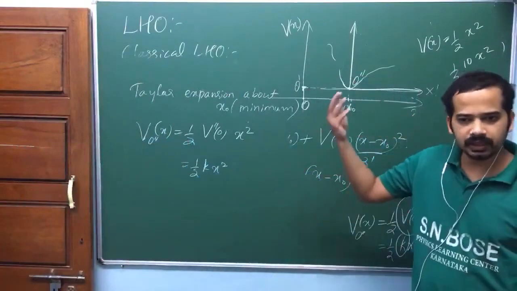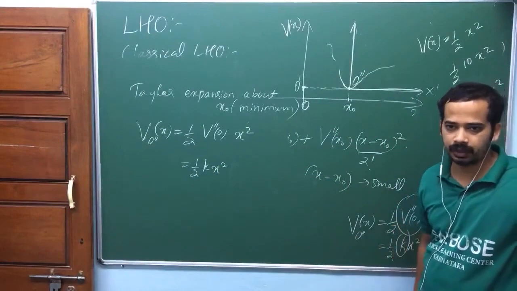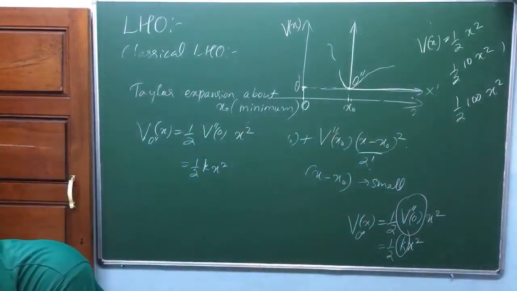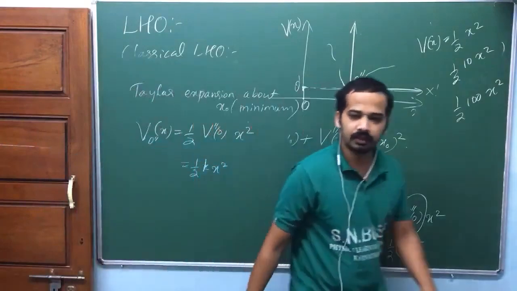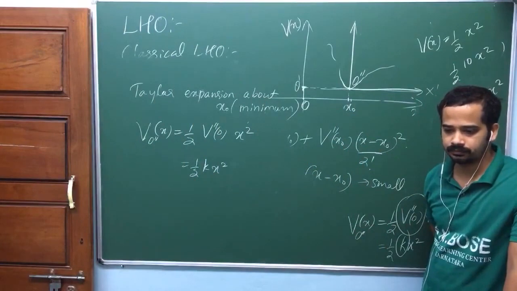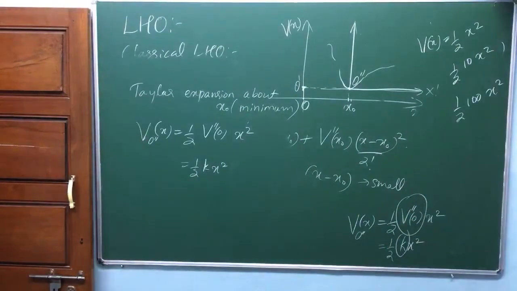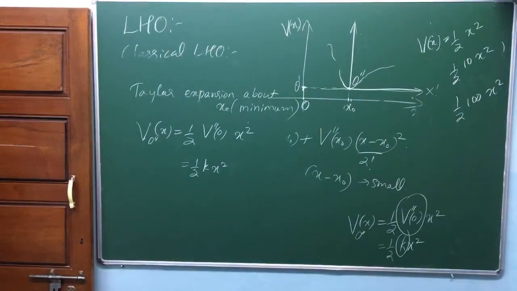Any oscillation means potential can be any function, but it should have an equilibrium point, a minimum point. Any oscillation about stable equilibrium is simple harmonic, as long as amplitude is very small. So, Sanjay, once you can please explain why we are ignoring high order terms.